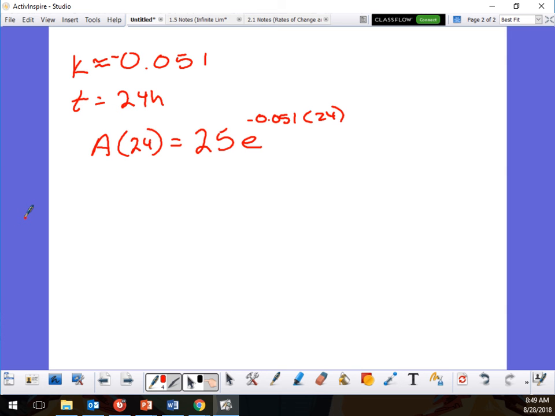Now I could just plug this into my calculator because I found this value already, right? Now you plug it into the calculator. So A of 24 would be about 7 point what? 351. And what are my units of what I'm talking about? Kilograms, kg of salt.